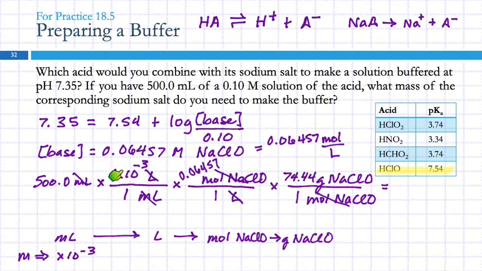And when you do scientific notation, please use the scientific notation button. It's EE or EXP. So 500 times 1, EE negative 3, times 0.06457, times 74.44. And calculator says 2.4033 grams.